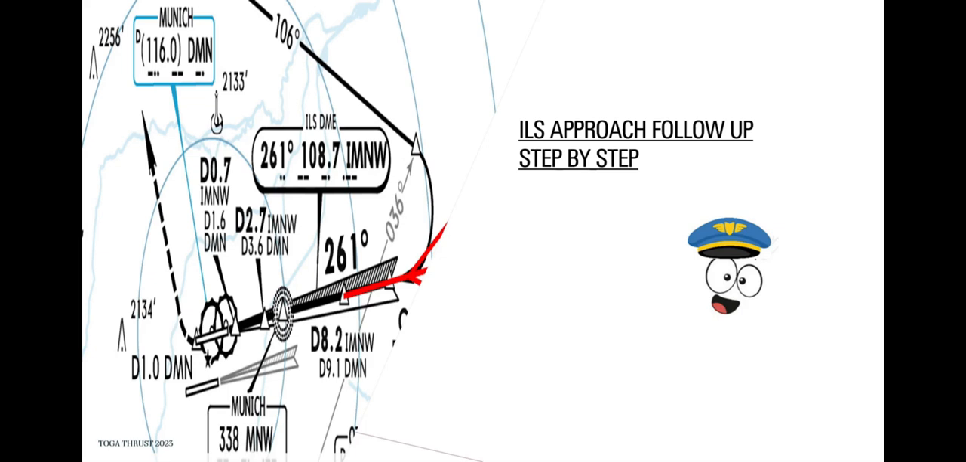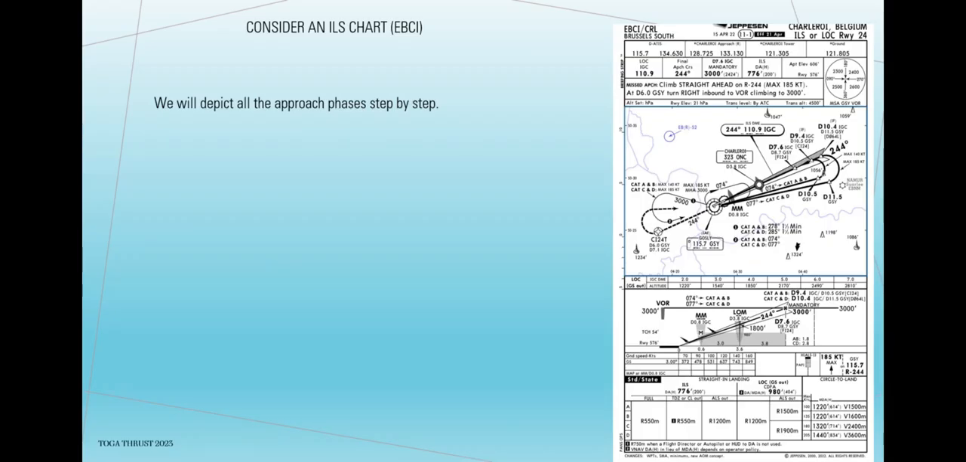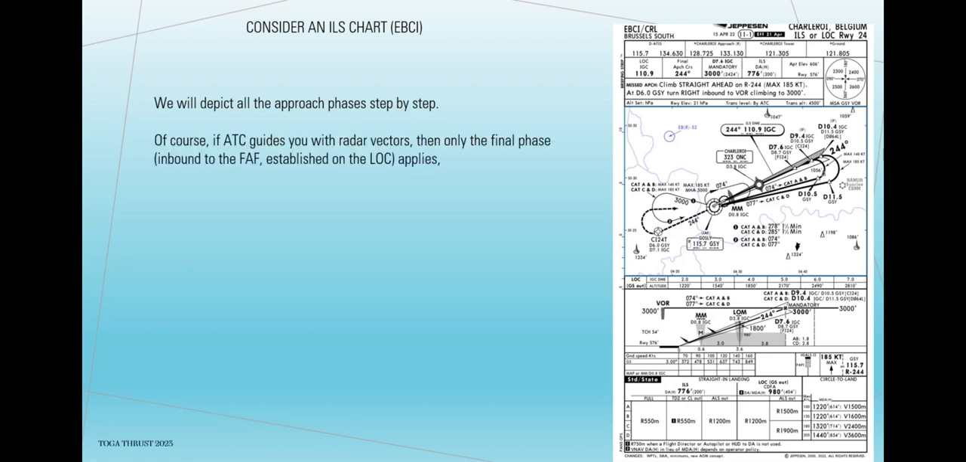ILS approach follow-up, step by step. We will depict all the approach phases step by step. Of course, if ATC guides you with radar vectors, then only the final phase, inbound to the final approach fix, established on the localizer, applies.